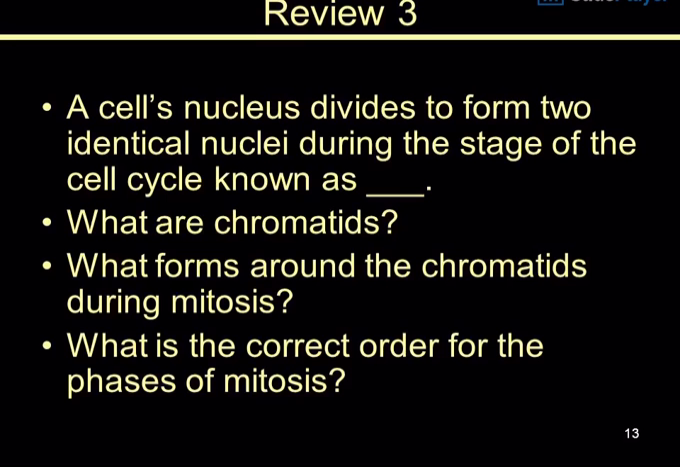Review 3. A cell's nucleus divides to form 2 identical nuclei during the stage of the cell cycle known as _. What are chromatids? What forms around the chromatids during mitosis? What is the correct order for the phases of mitosis?